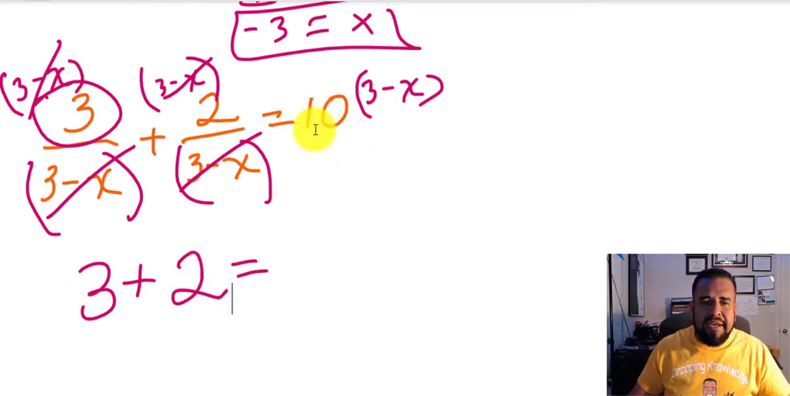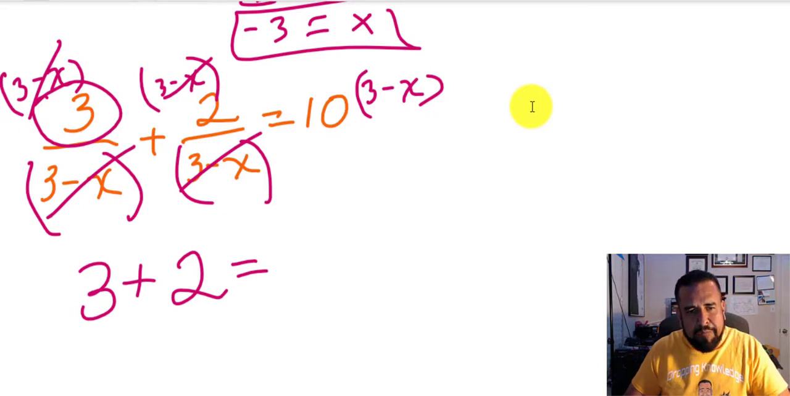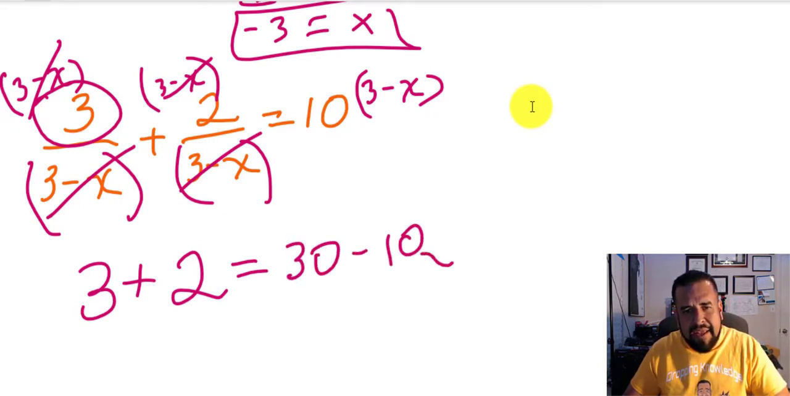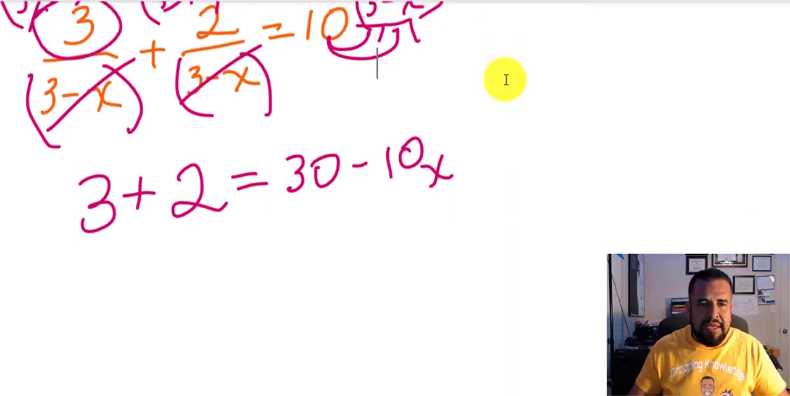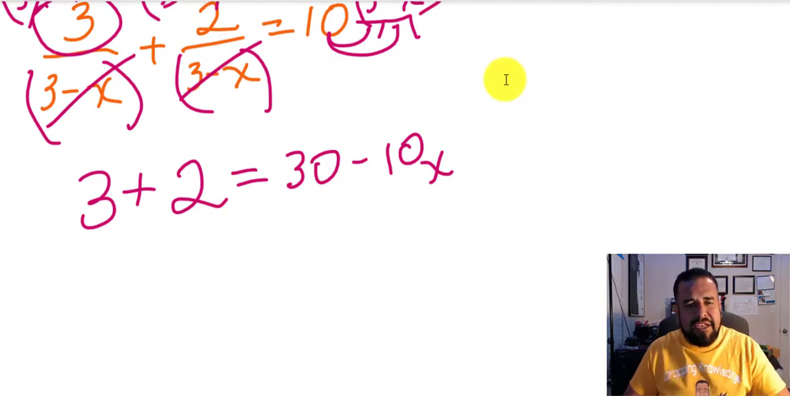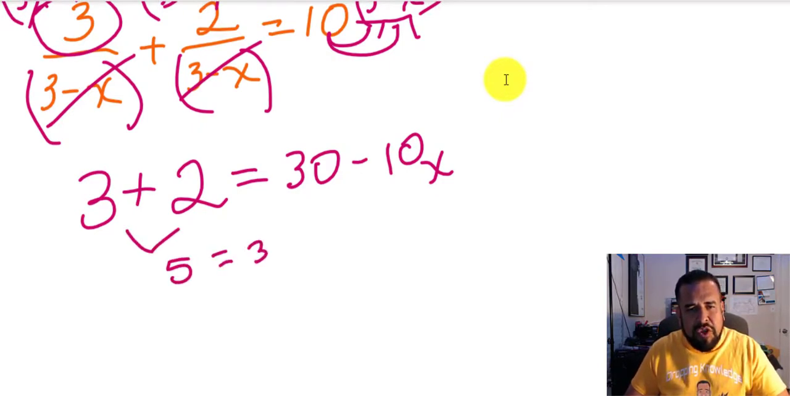Now notice here, this does not have a denominator, so I have to multiply 10 times all of this, which is going to equal 30 minus 10x, right? Because we distribute 10 times 3 and 10 times negative x. That's a minus x, same thing as the negative x. It gets treated the same way. So now let's just combine like terms and solve. This here, of course, equals 5 equals 30 minus 10x.